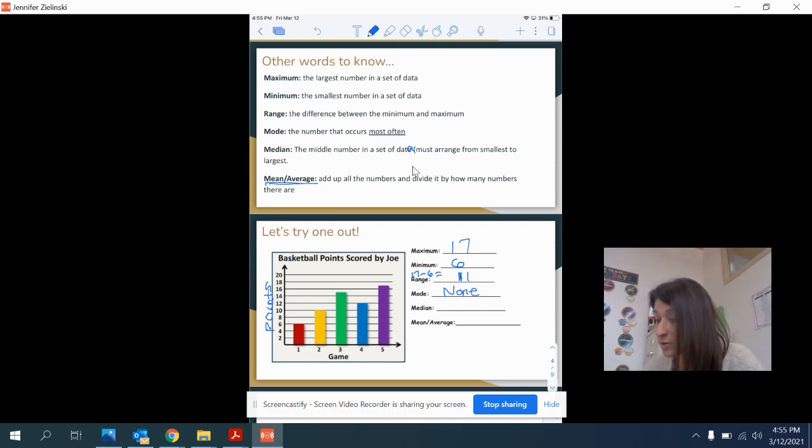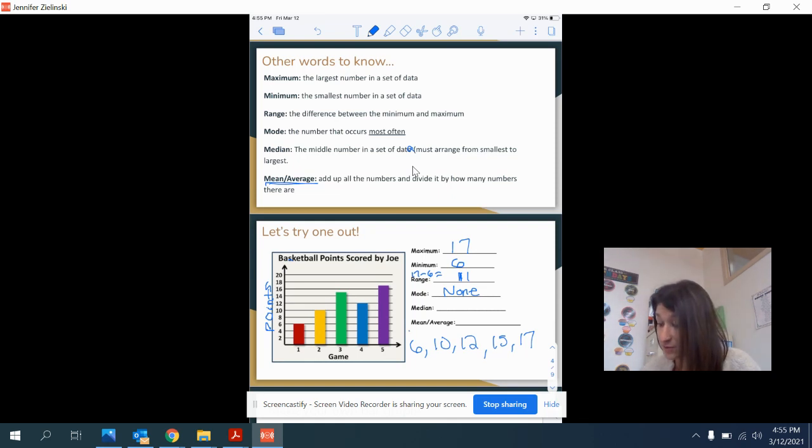The median, so what we need to do is, I'm going to go back to my note here, it's the middle number. You have to arrange your numbers from smallest to largest. So I'm going to go here, and I know my smallest number was 6. I'm going to read my next one, game 2 was his next smallest. He had 10 points. Then game 4, he had 12 points. Then in game 3, he had 15. And then lastly, 17.